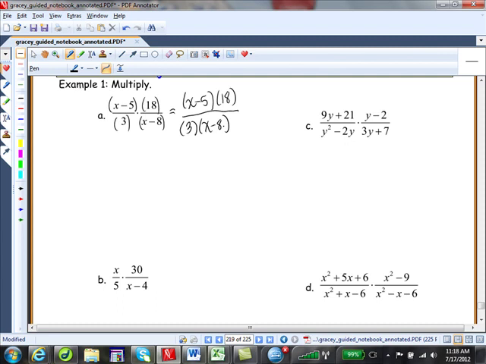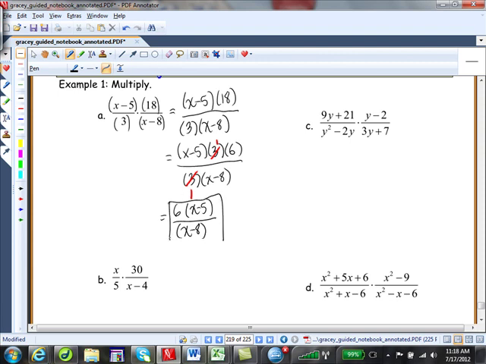So here, the x minus 5 and the x minus 8 we can't do anything with. But notice that we could rewrite that 18 as 3 times 6, couldn't we? And then we have this 3 down here that we can divide out. So this 3 divides out that 3. So at the end of the day, if we commute the constant, we'll have 6 times x minus 5 all over x minus 8, and we're done.